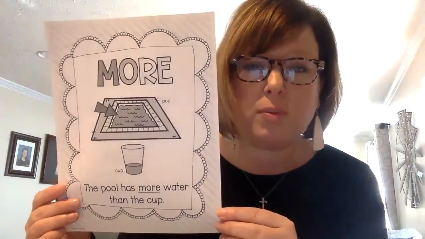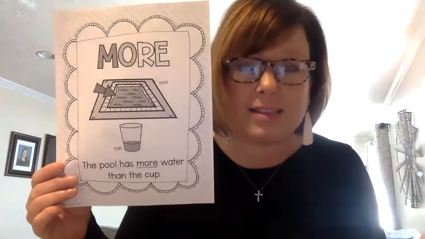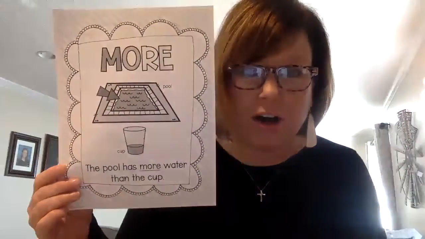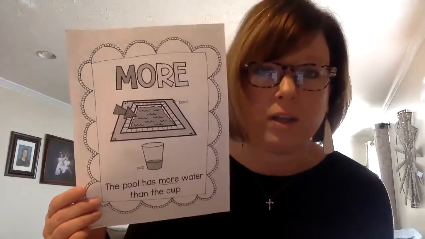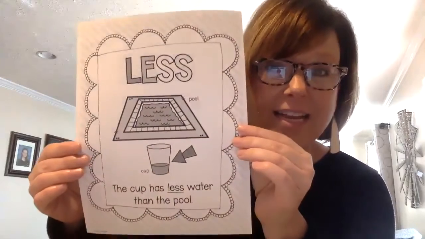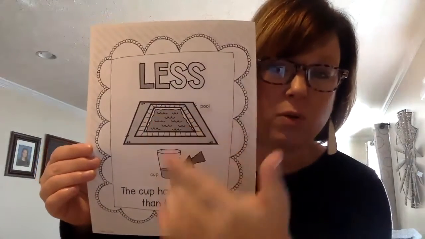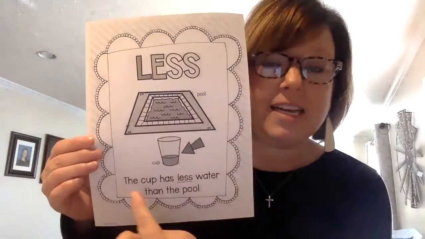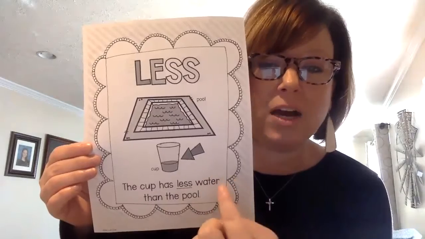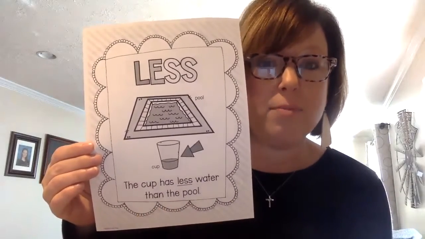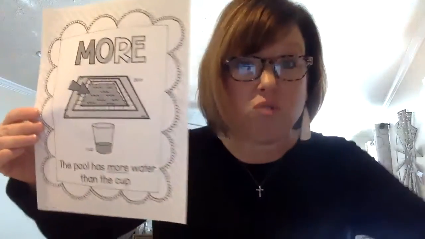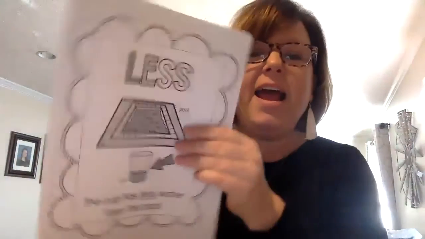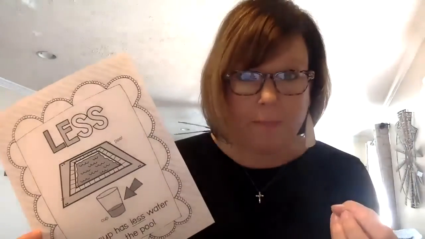So if you went to the swimming pool, or even if you had a baby pool outside, when you fill it with water, you can get a lot more water in that pool than you can in one little cup, right? So the opposite way of saying the same thing with the pool and the cup is the cup has less water than the pool. All right, so we're doing more, which is greater, which is bigger, and less, which is a smaller amount.